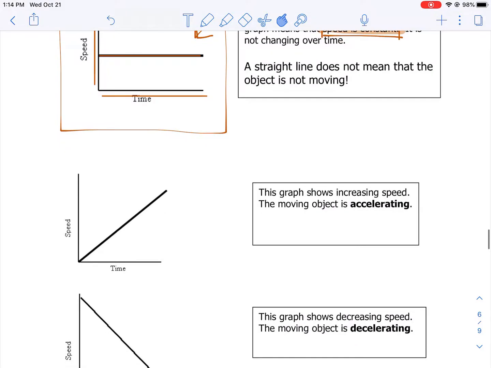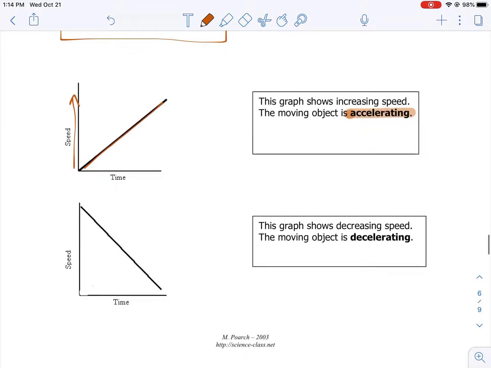Let's look at some other examples. A graph that looks like this, a straight line on a slope, means that the object is accelerating. The speed is increasing, okay? A line that looks like this on a graph means that the object is decelerating. The speed is going down over time.